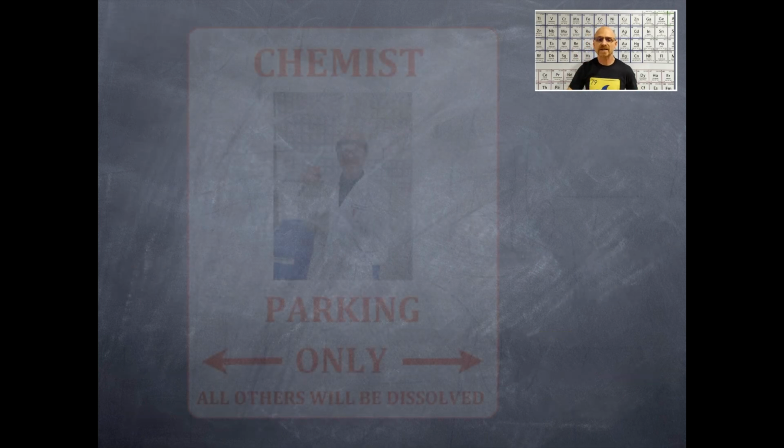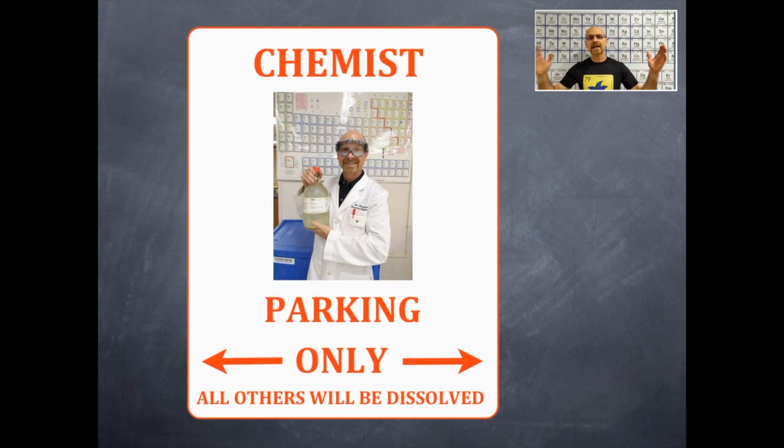I am the Crazy Hat Chemist, and of course, I got a little joke here for you. See, I made this chemist parking only, and I'm holding a bottle of nitric acid there, and that's why I'm wearing my goggles and my lab coat, of course, because all others will be dissolved. If you park in my parking spot, I will take some hydrochloric acid, or maybe nitric acid, or maybe the combination of both to make royal acid, or regal acid, and then dissolve your automobile if you park in my parking spot.